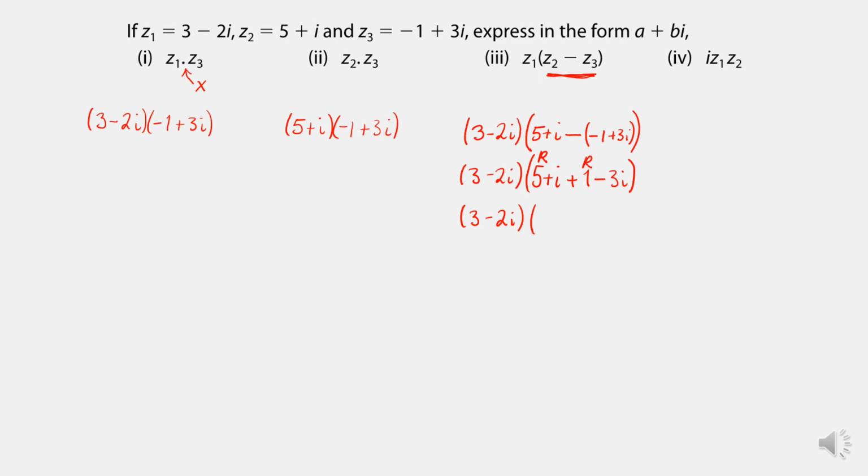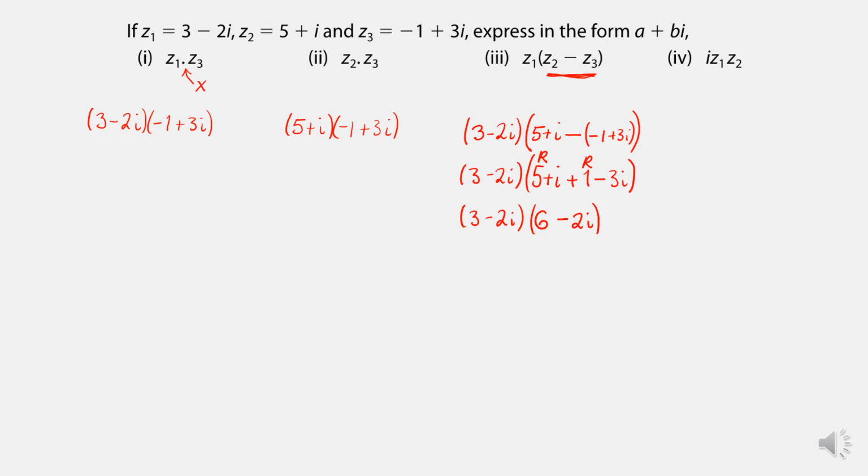Again, z1 is not being used yet. Now here we can simplify. We can put real with real, and imaginary, the i's with the i's. Real with real is 5 and 1, which is 6, and we have plus i minus 3i. So the minus wins by 2.